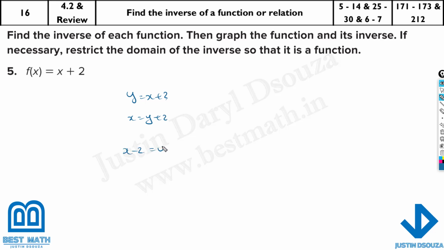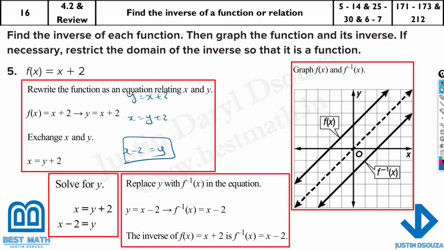X minus 2 is equal to y. And yes, that is the correct answer. We can see here, inverse is basically plus becomes minus. So instead of plus, we have minus. And since this is a very basic graph, the original graph is plus 2. See, this is the function. Minus 2, just over here, draw a 45-degree line. That will be the answer.